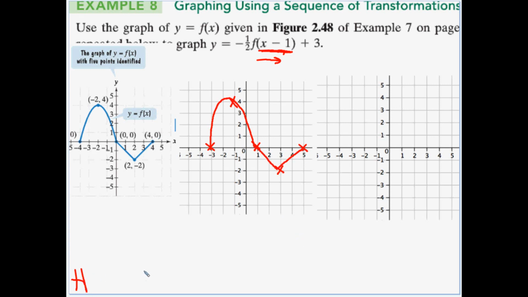Next will be stretching and shrinking. And that we have right here, the 1/2. And I should have written this. So that would have been f of x minus 1.